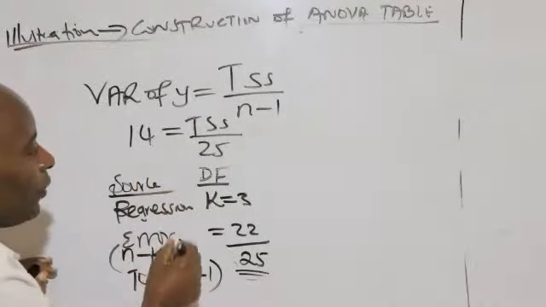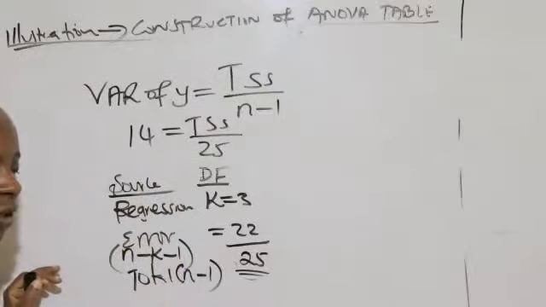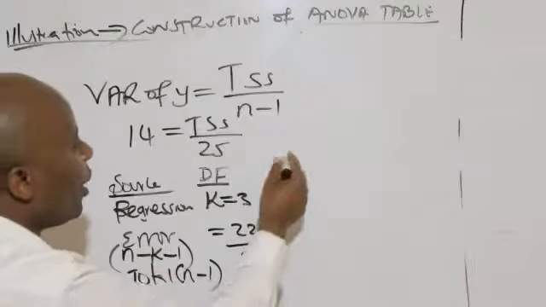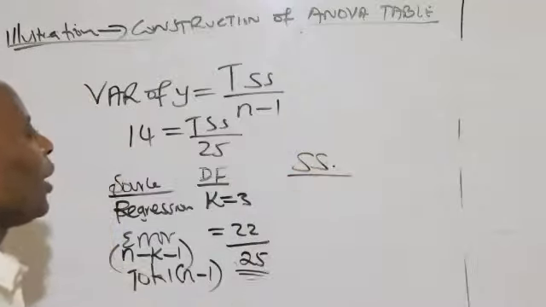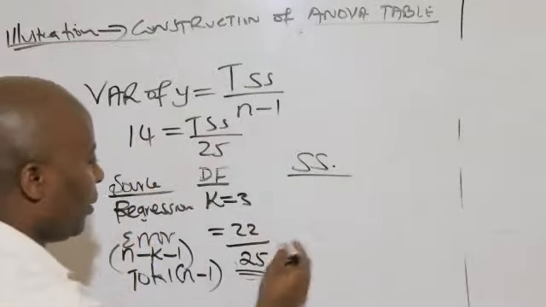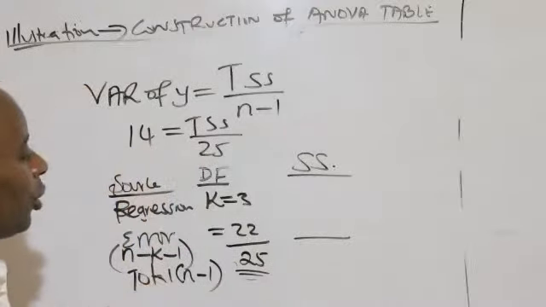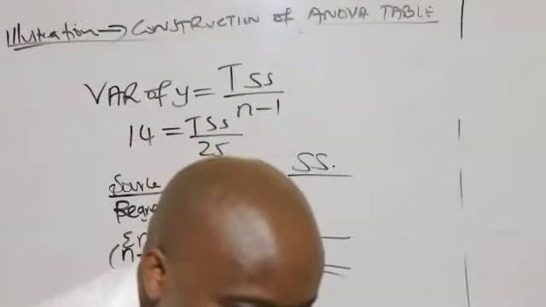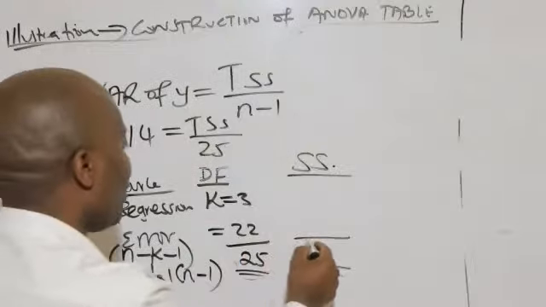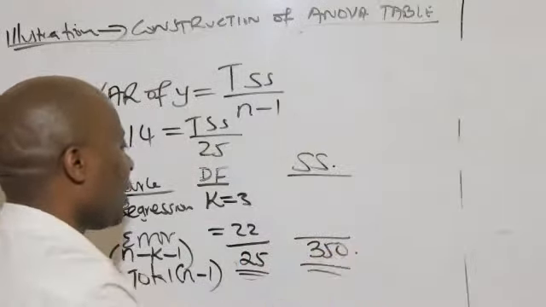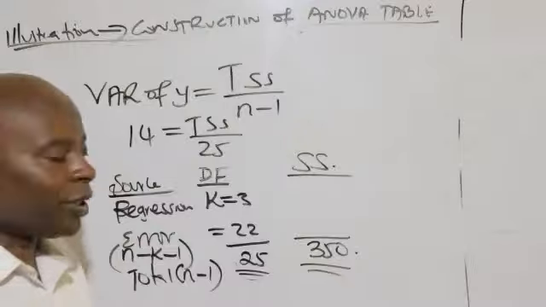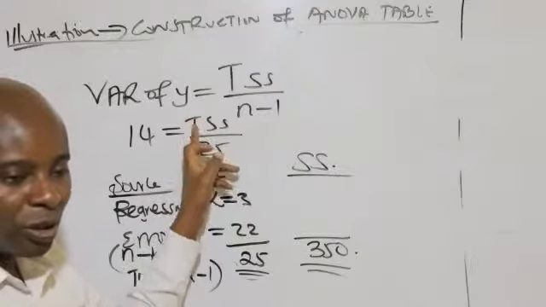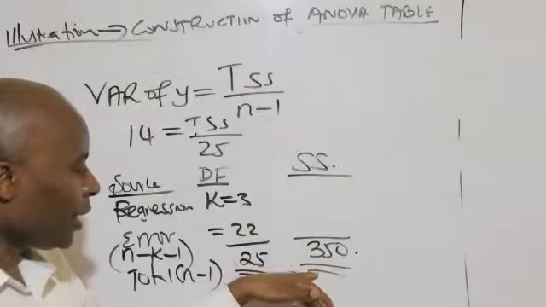So could you kindly give us this total sum of squares? If you multiply 25 times 14, what are you able to see, ladies and gentlemen? 25 times 14 gives us 350. So please write this in full. This is the total sum of squares, which you've been able to get here as 350.